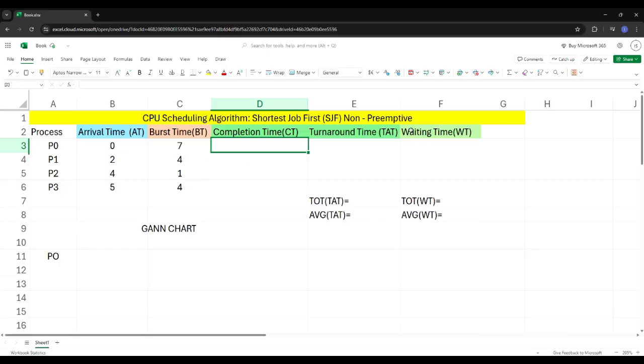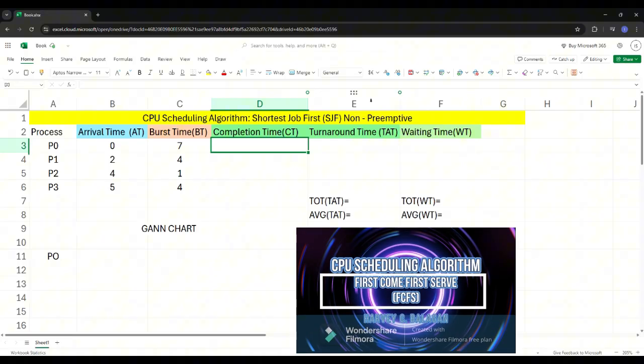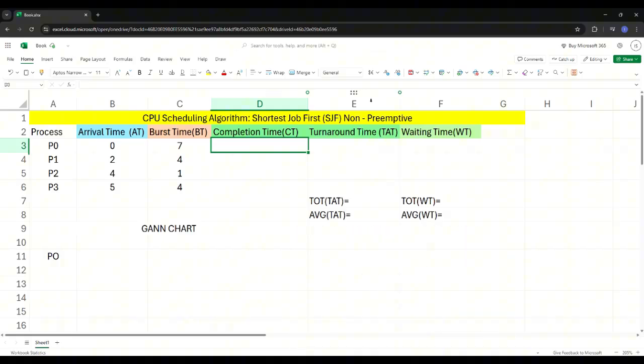In the last video, we discussed the CPU scheduling algorithm first come first serve. In this video, we are discussing shortest job first, SJF, non-preemptive CPU scheduling in operating systems, and let's see how it will work. Before we start, let's talk about what shortest job first, SJF, non-preemptive is.